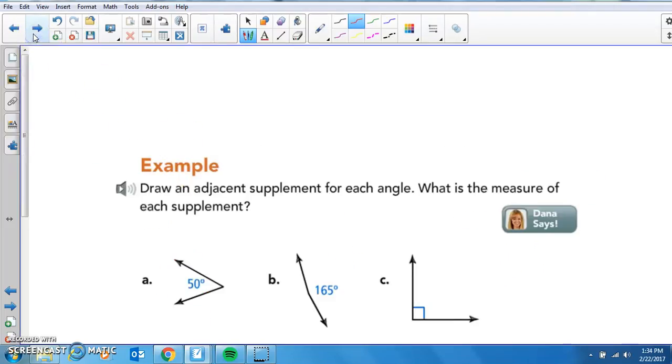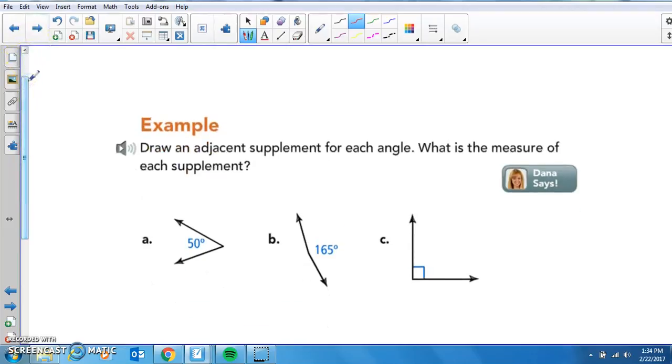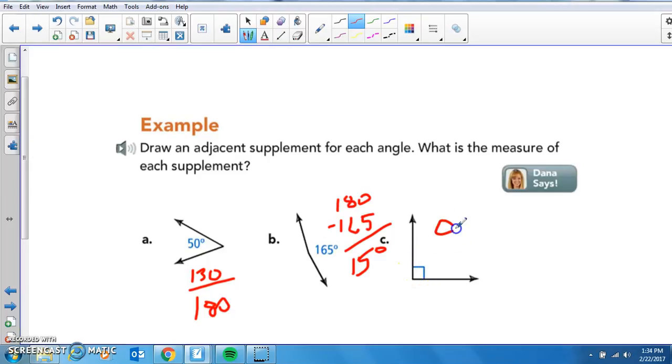All right, moving along. Same thing here. If it's an adjacent supplement, instead of adding up to equal 90, we would want to add up to equal 180. So if we have a 50-degree angle here, our supplement would be 130 because together they have to equal 180 degrees. All right, 165. What would we have to add to that to get 180? If you're not sure, you would just subtract 180 minus 165, and you're going to identify the supplement to that as being 15 degrees. Now, this last one, you know this represents a right angle, so this is 90 degrees. So our supplement to that would be another 90 degrees because 90 plus 90 equals 180.